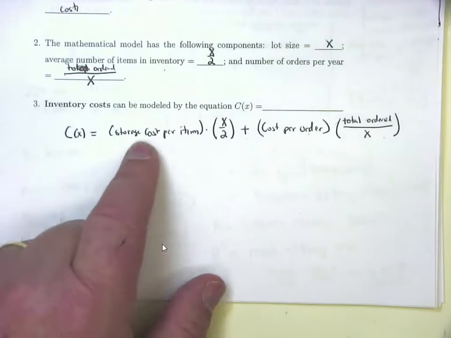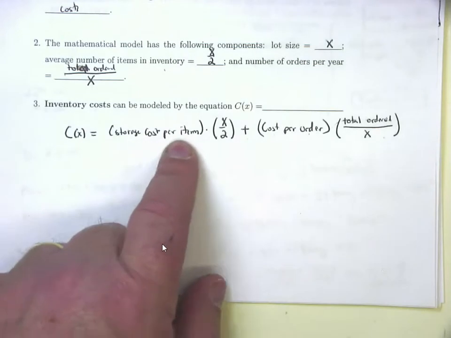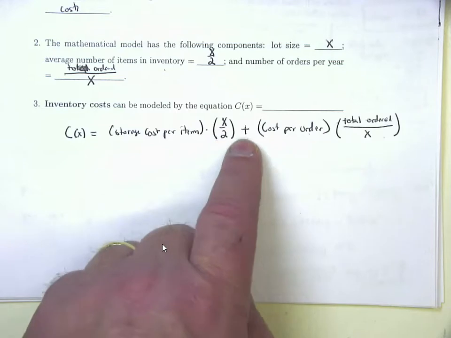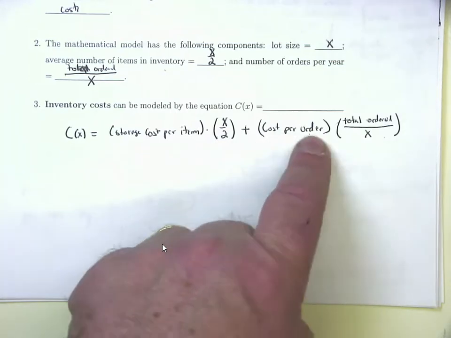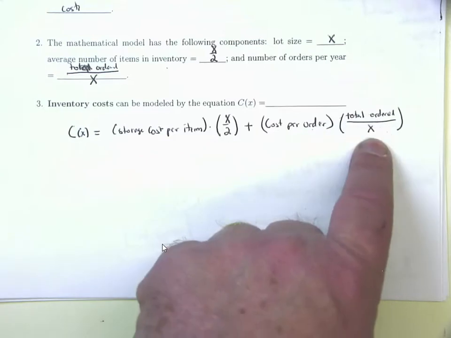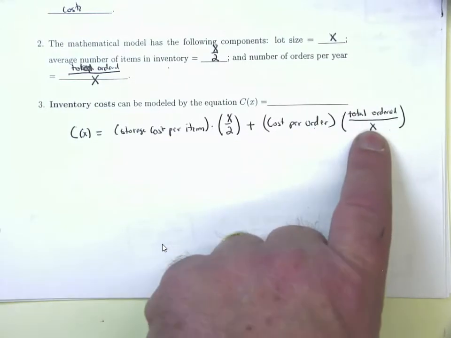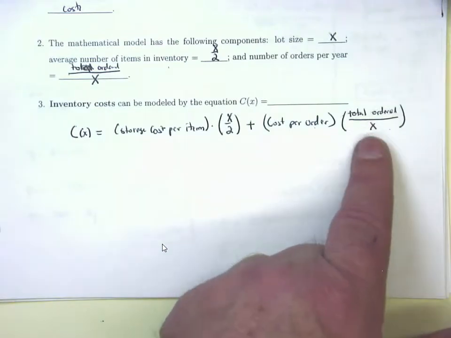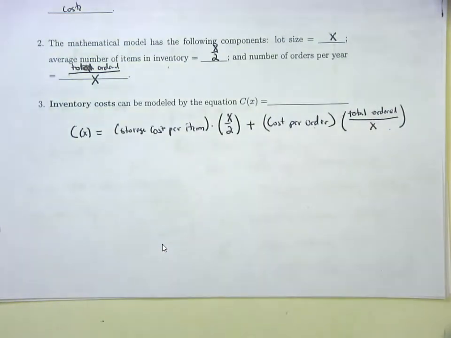C of X is equal to the storage cost per item times X over 2. That's the stuff that's officially in storage. Plus the cost per order times the total number ordered divided by X. And if you think about it, the total number ordered divided by X is the number of times you're going to be placing an order, okay?